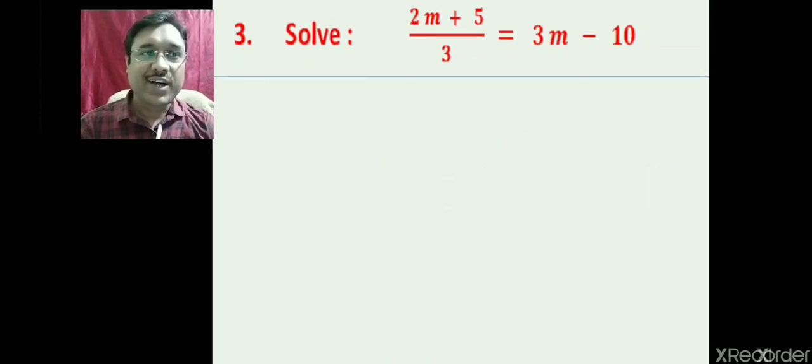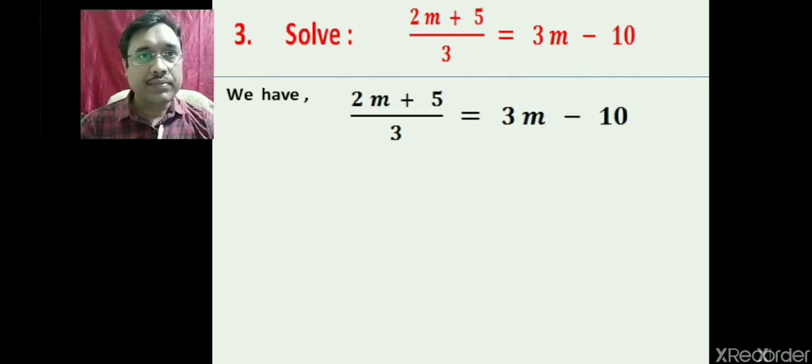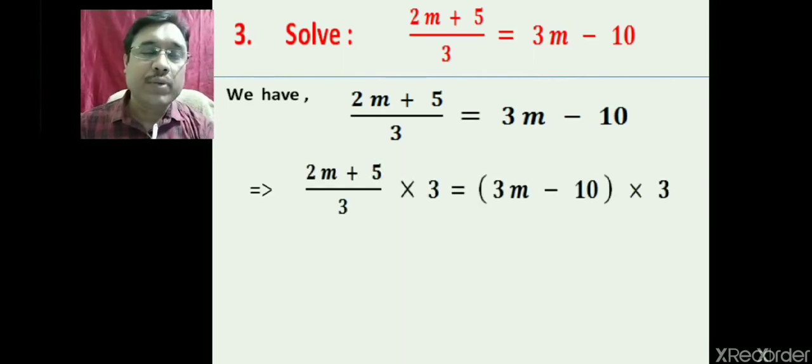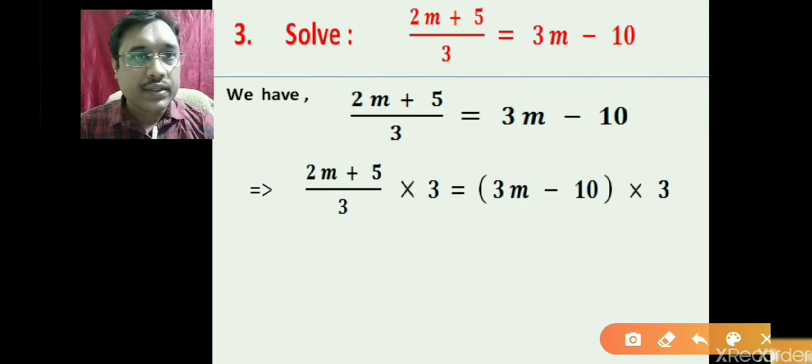Okay, now the third equation is of this type: 2m plus 5 by 3 equals 3m minus 10. This is also a linear equation in one variable. So how will we solve this? We have this equation: 2m plus 5 by 3 equals 3m minus 10. To remove this 3, you will multiply both the sides, the LHS and RHS, by 3. Then we can cancel this 3 into 1 time.